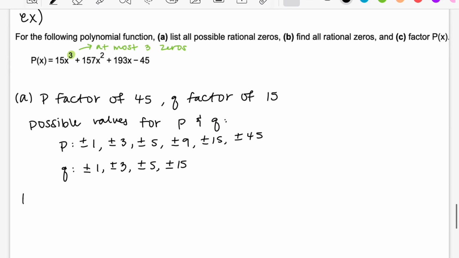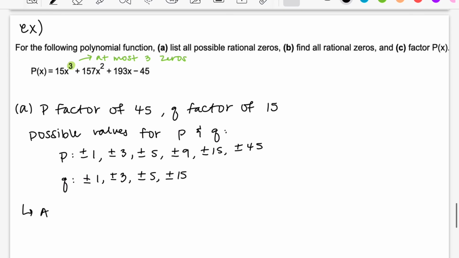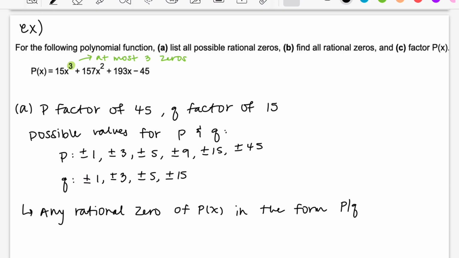Now, any rational zero of our polynomial function in the form of P over Q, and remember this is going to be in lowest terms, is going to be of this form here.